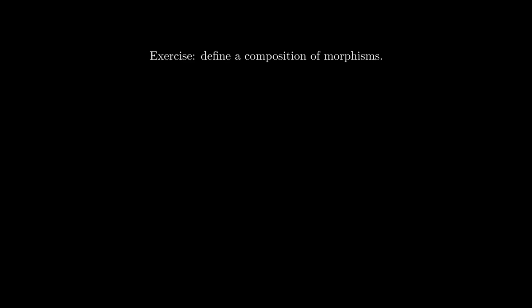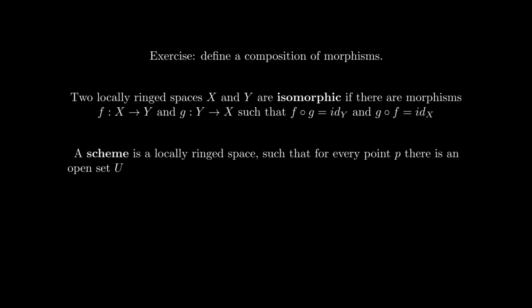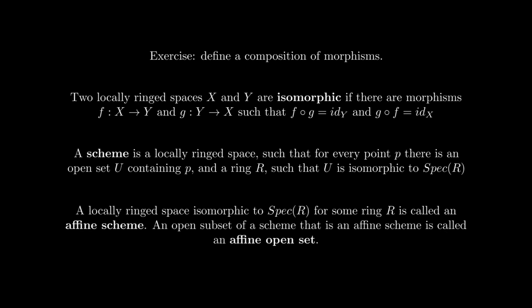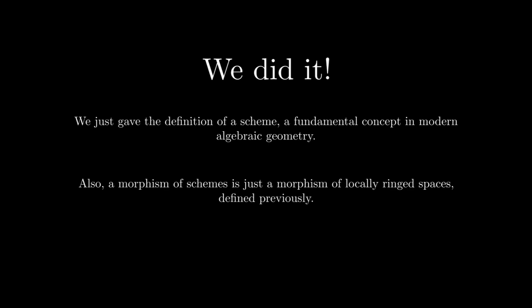As an exercise, try to define the composition of two morphisms. Two locally ringed spaces are isomorphic if there are morphisms between them that invert each other. A scheme is a locally ringed space that is locally isomorphic to Spec R for some ring R. Schemes of the form Spec R are called affine schemes. We did it! We just defined a scheme. A morphism of schemes is a morphism of locally ringed spaces, as we defined previously.